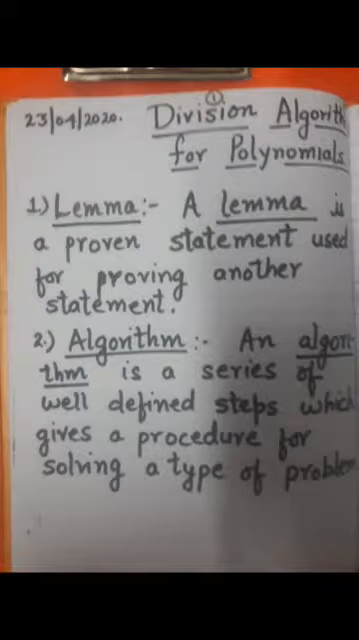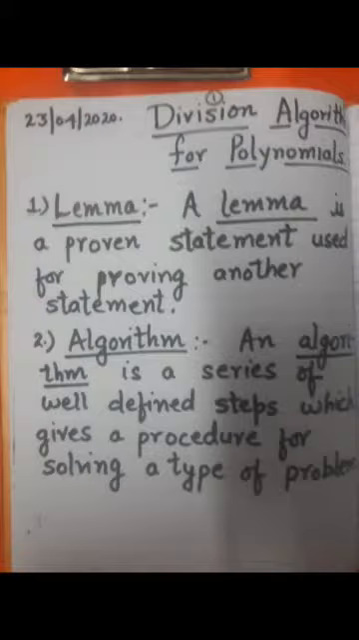Before that, we should know lemma and algorithm. A lemma is a proven statement used for proving another statement. A lemma doesn't require further proof. It is accepted as the statement is given. It doesn't require any proof of it.